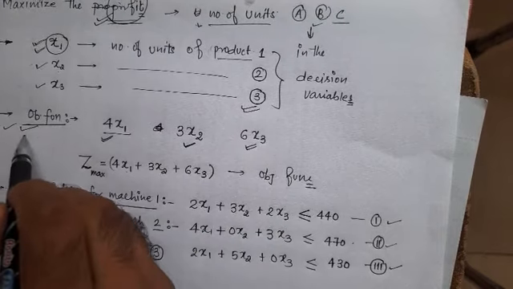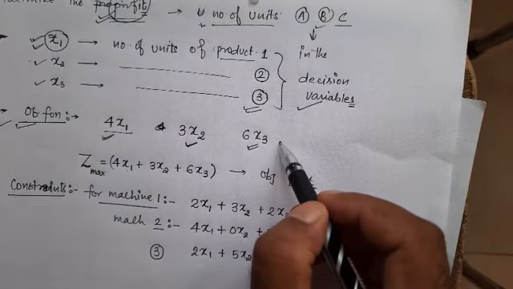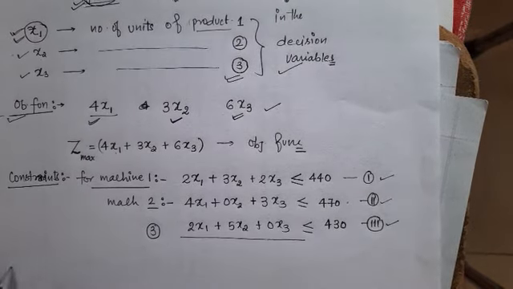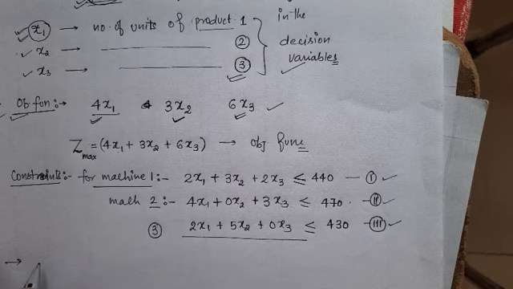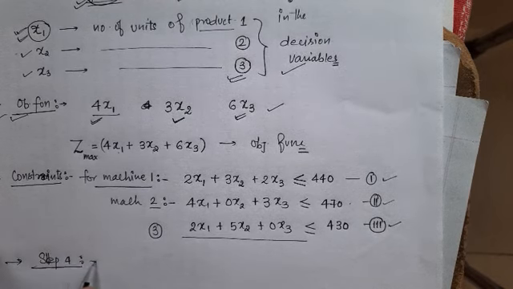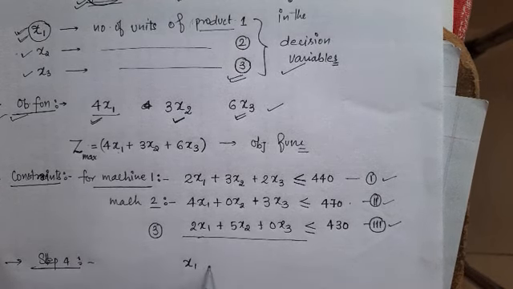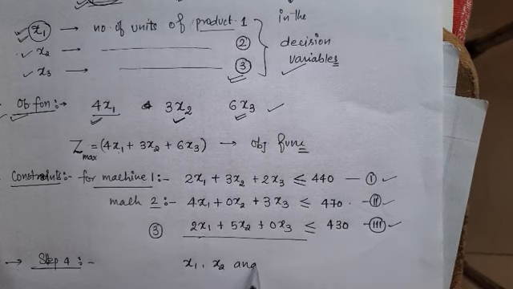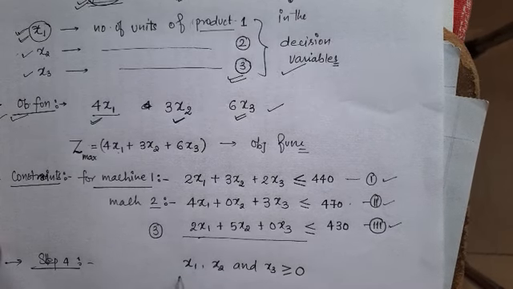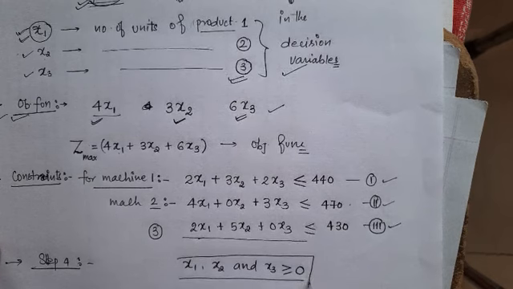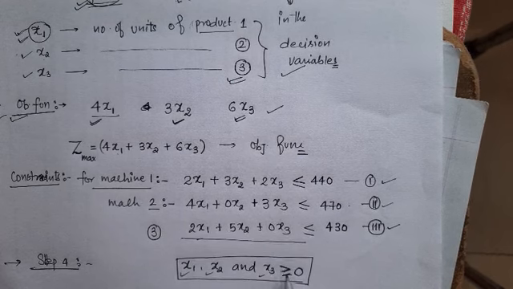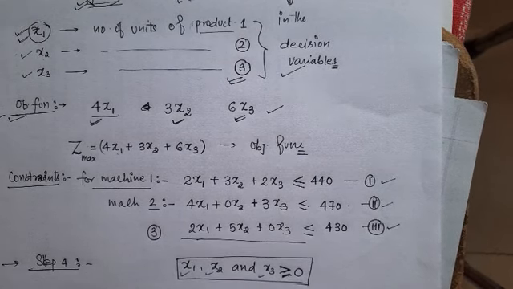So this is the decision variable, this is the objective function, and these three are constraints. And finally step 4, write the non-negativity of the variables. In this step, whatever the values of the decision variables x1, x2, and x3, they should always be non-negative. Zero is allowed, but a negative value is not allowed. So in this fashion we formulate.